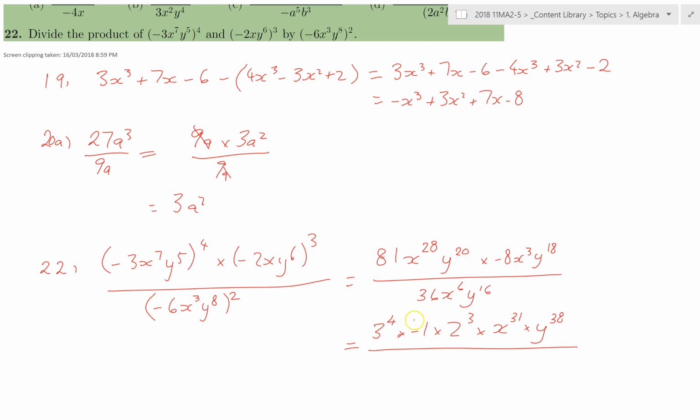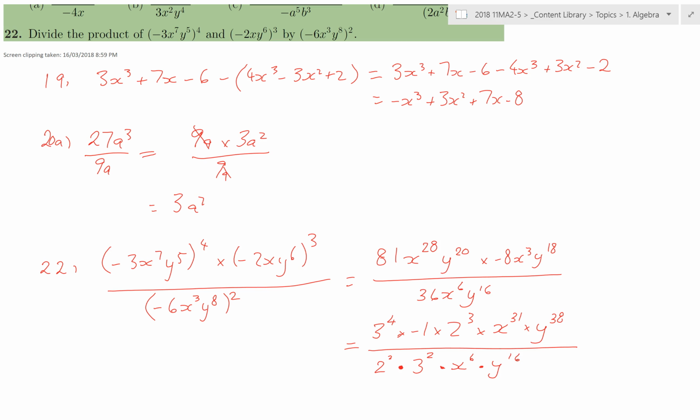Now 36, I'm going to break this down into primes. We could say it's 6 times 6, but that's also 2 squared times 3 squared. Okay, 4 times 9. Right, so 2 squared. I'm going to use this little dot here. It looks a bit like a decimal place. It means multiply. It's handy when you've got all these things, rather than x's. 2 squared by 3 squared by x to the 6 by y to the 16. Right, it just makes it easier to cancel.